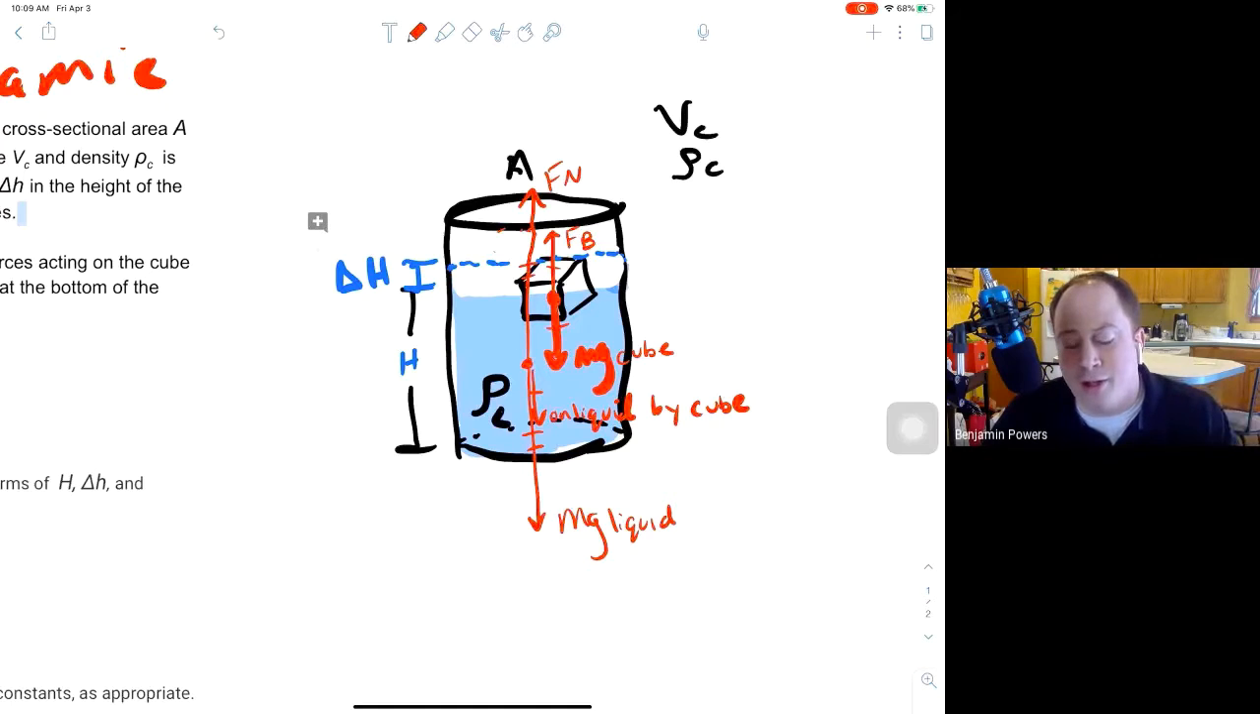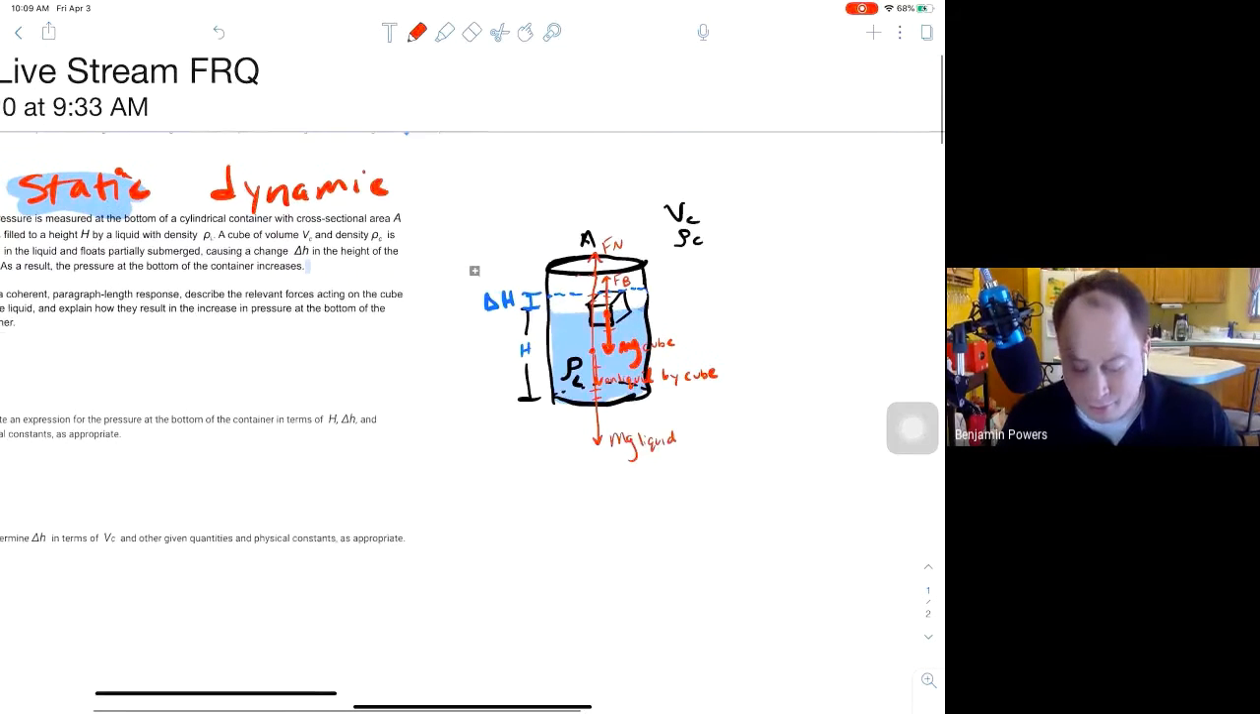And then that liquid's going to shove harder into the bottom of the surface. And so the surface has to shove up harder in response to that. And that's what increases the pressure. So that is the paragraph.